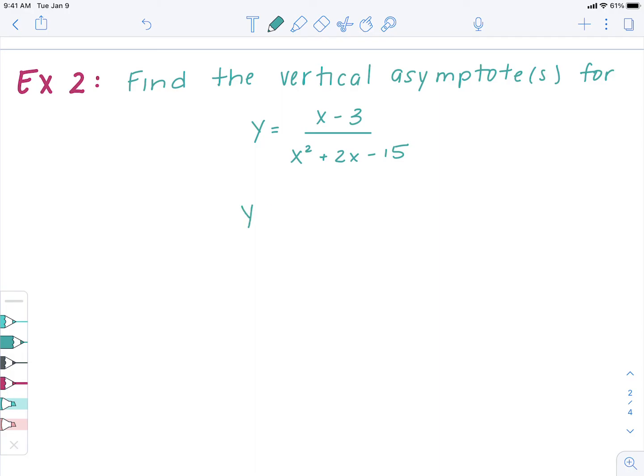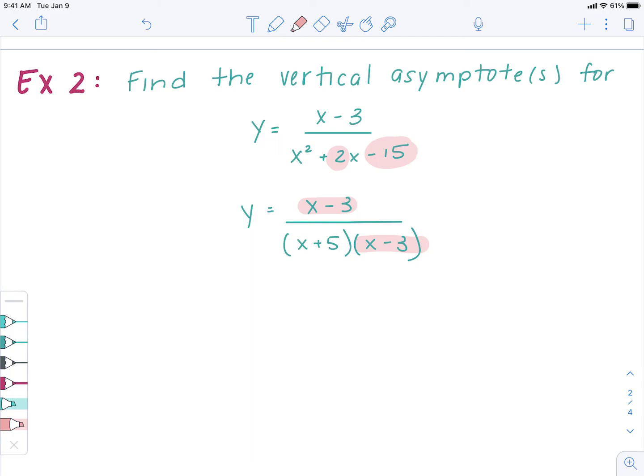My denominator I can say, okay, what multiplies to negative 15 and adds to 2? 5 and negative 3, right? So that means I have factors of x plus 5 and x minus 3. Ooh. Do I have anything that's the same in the numerator and the denominator? Yeah. The x minus 3's, right? So I can cancel these x minus 3's.